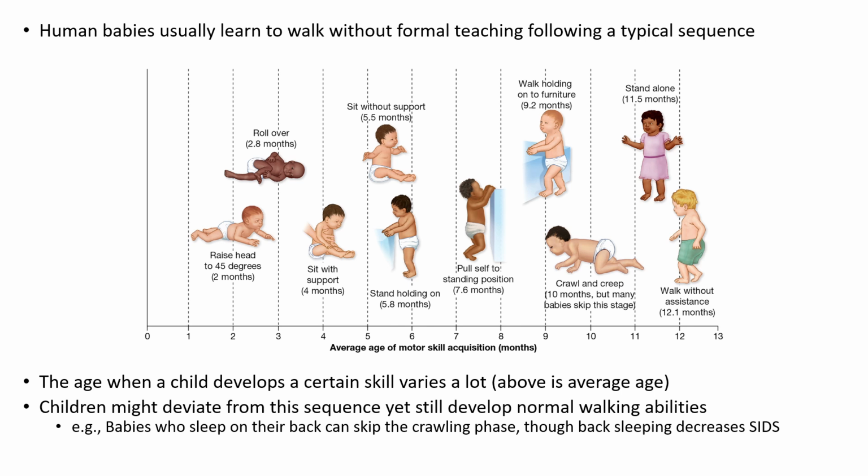And so some children are going to develop these motor skills earlier, and some are going to be later. And it doesn't necessarily mean anything about where the child's going to eventually end up. Even the sequence that they go through is not necessarily the same for all children, but that doesn't seem to have anything to do with their future ability, say, to walk.